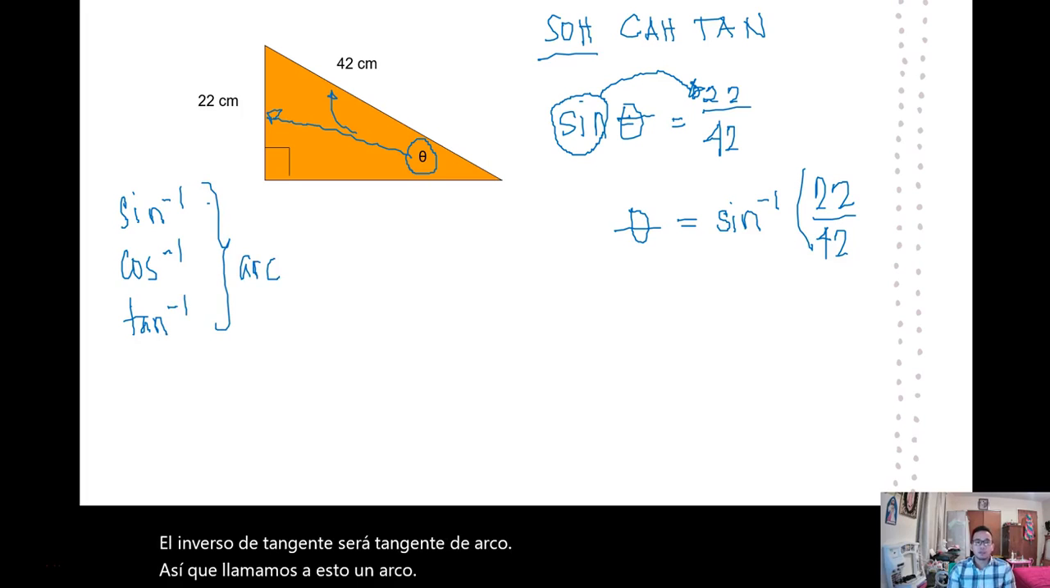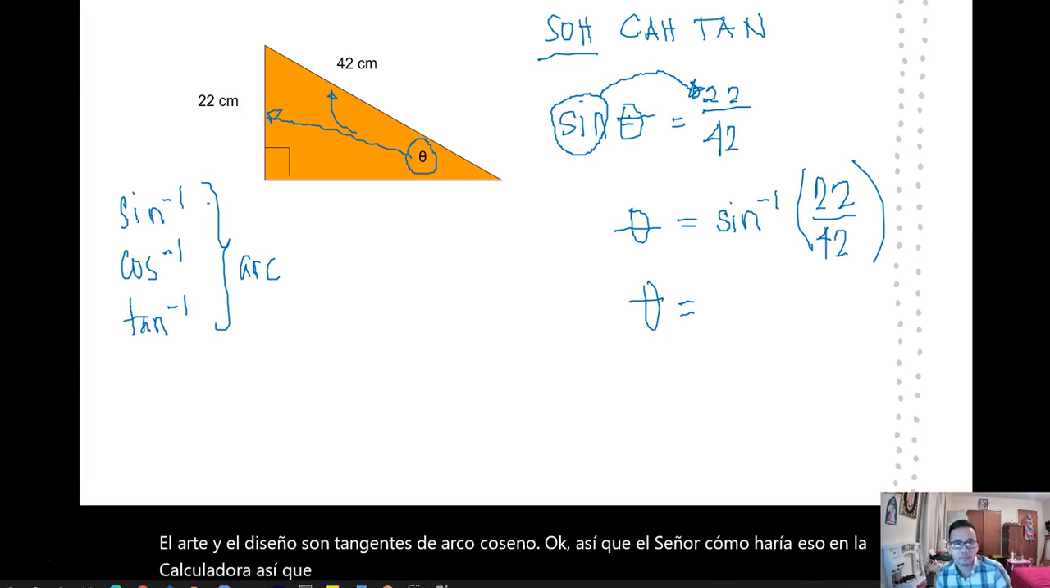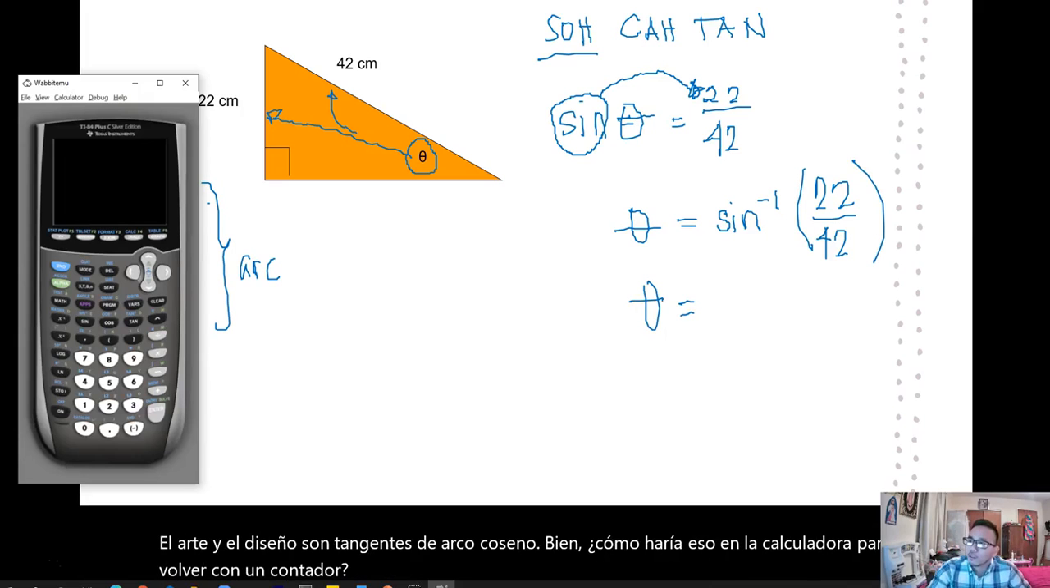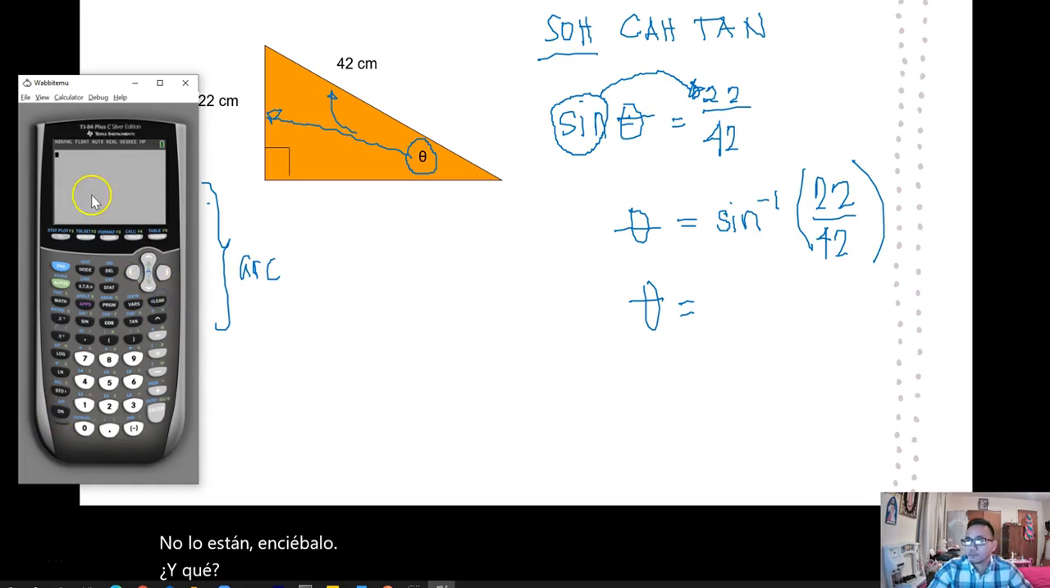Arc sine, arc cosine, arc tangent. Okay, so how would I do that in the calculator? I'll go back to the calculator. I'll turn it on, and I'll just clear this out.